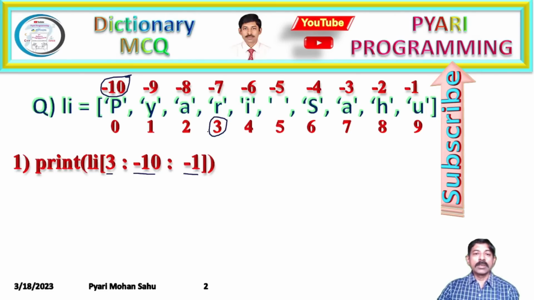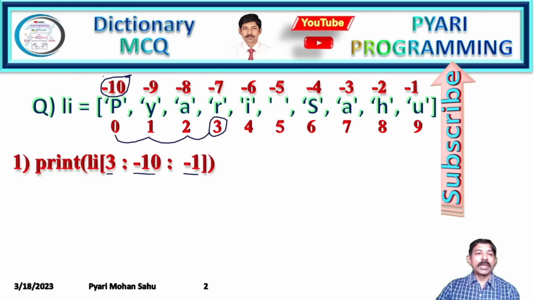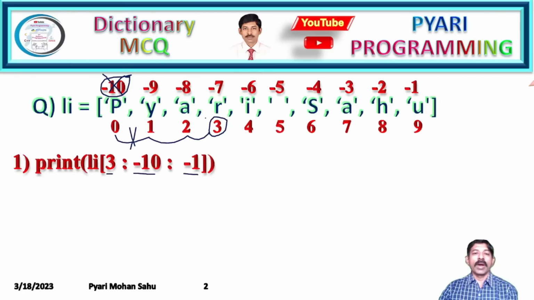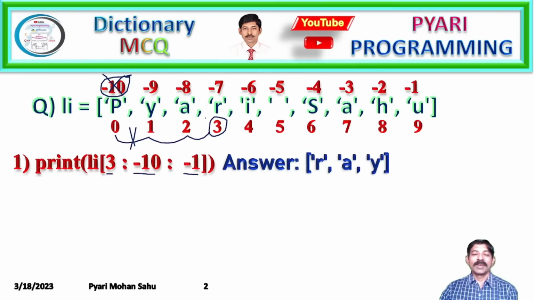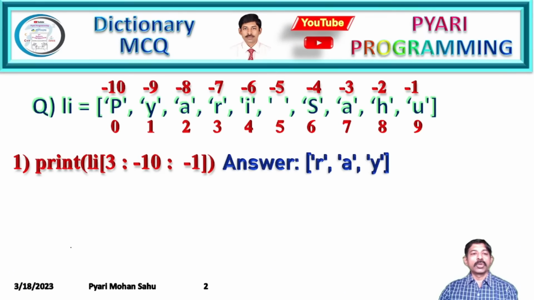So that means 3 minus 1 is your 2. Then 2 minus 1 is your 1. 1 minus 1 is your 0. But -10 is excluded, so that's why this is also excluded. We'll move from 3 to 1. That means it is going to print RAY. Let's see. Yes, we got the right answer. Let's check the next question.